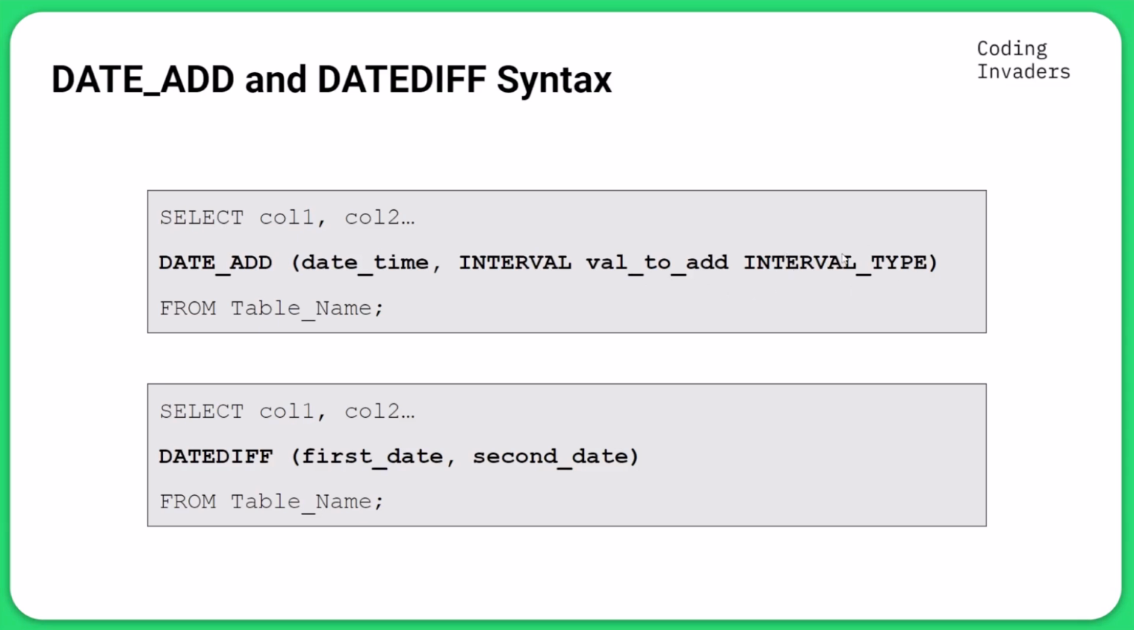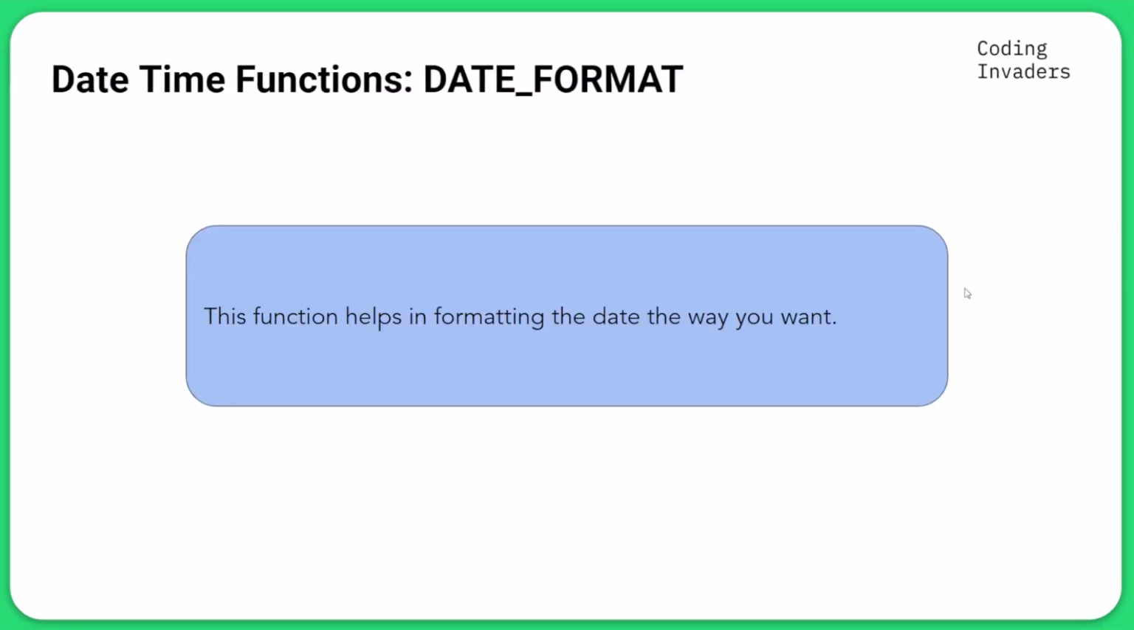And the third is interval type, whether it's year, month, etc. And the second, let's look at the date diff, which, like I said, takes two inputs. Both are dates. The first date minus second date will be the output of the date diff in terms of number of days. Alright, so now we will look at date underscore format.